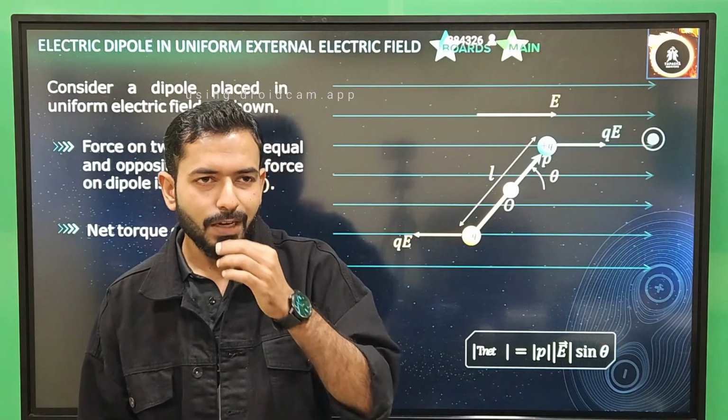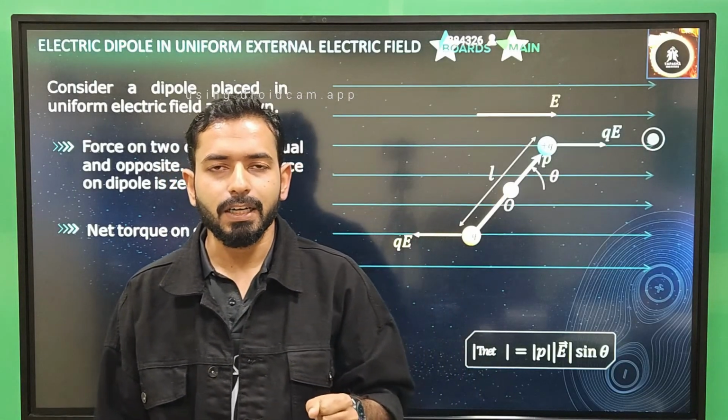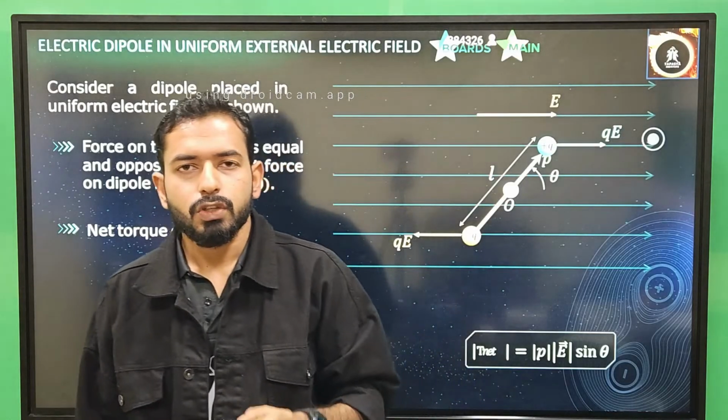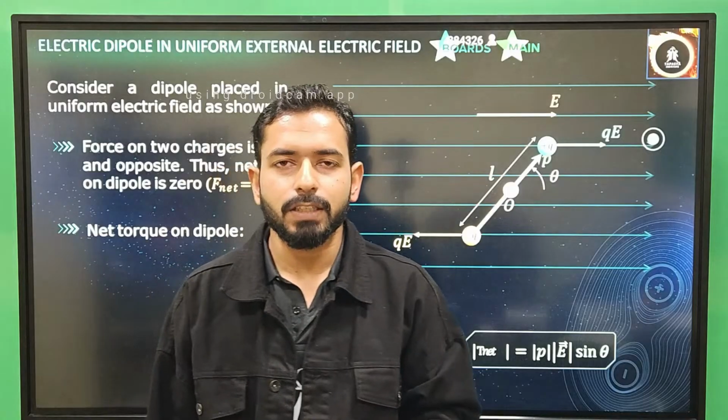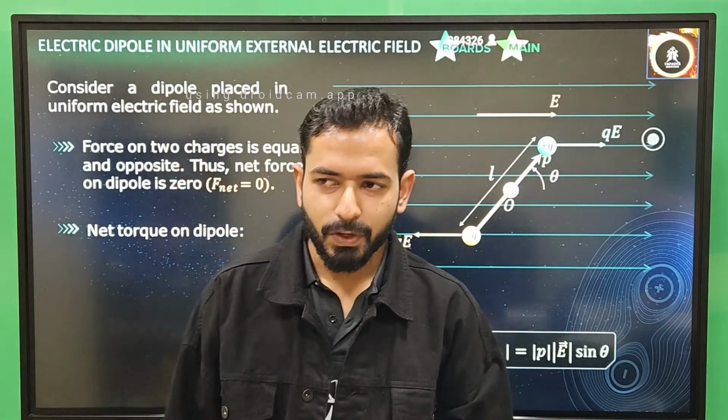Now we are going to understand a little more about the electric dipole, and then we will enter into flux and Gauss law. That is our next portion. So we are in the fifth lecture of electrostatics. Without wasting any time, let's start.